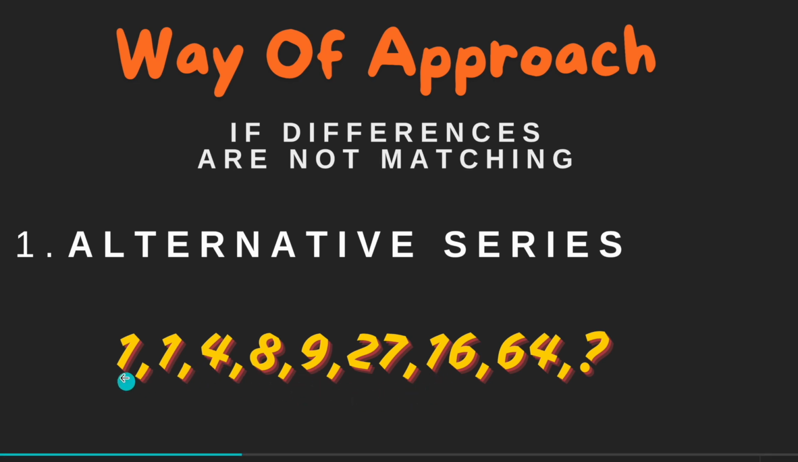But if you observe carefully, you can observe a point here: 1, 4, 9, 16. What are these numbers? 1 square, 2 square, 3 square, 4 square. The next one will be 5 square. And if you look at the other alternative pattern, 1 cube, 2 cube, 3 cube, 4 cube. The next term is going to be 5 cube. So here they are just asking what is the question mark value. So you can just look at 1, 4, 9, 16. The next term is going to be 25. This is the alternative pattern.